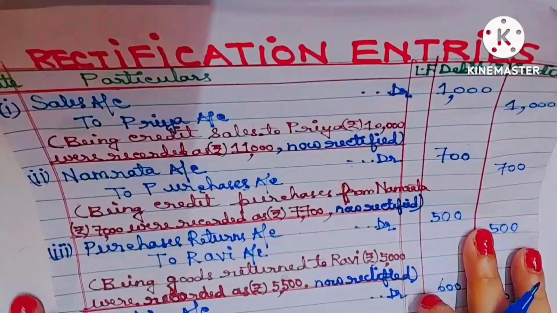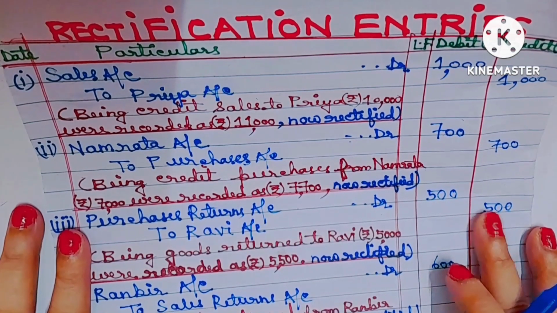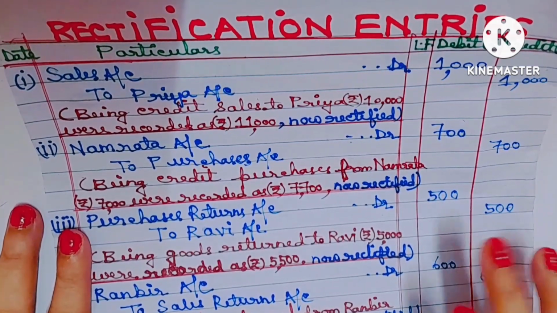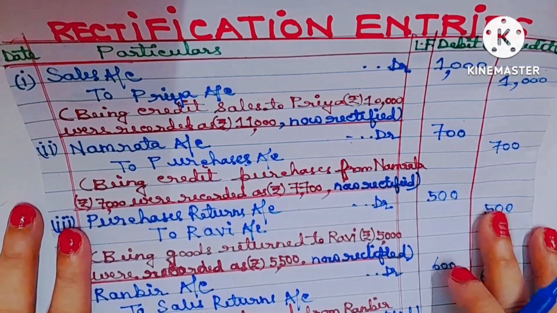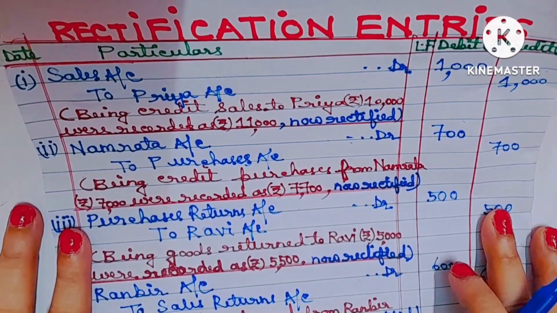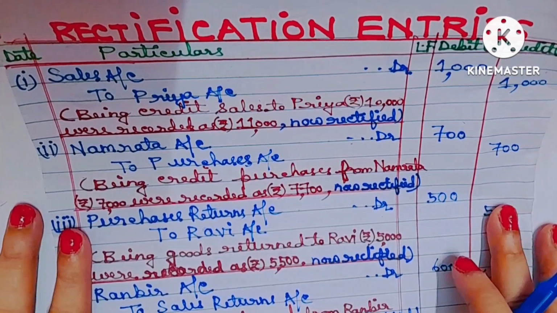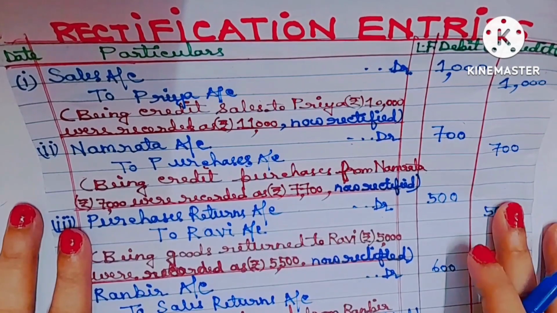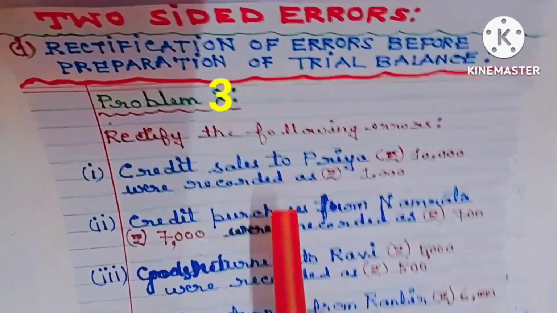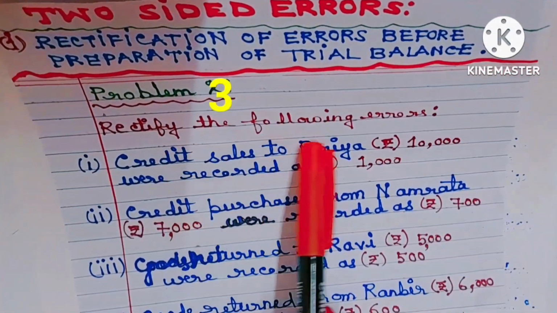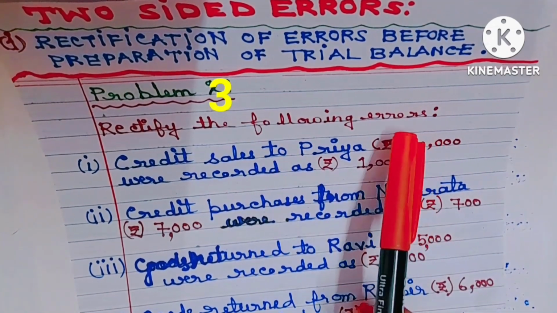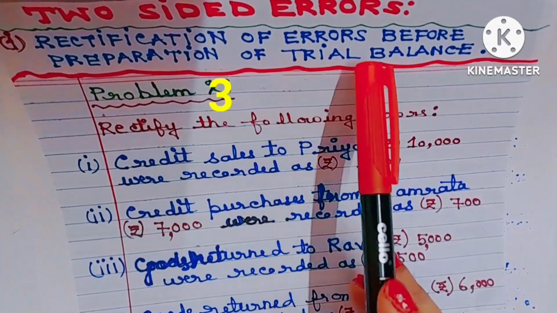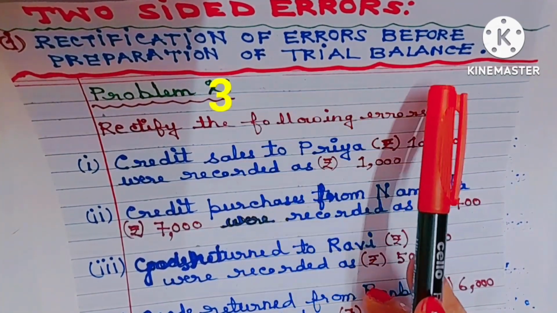This problem is complete. Now let's do another problem where the amounts have been wrongly recorded. In the first problem, amounts were recorded more, but in the second problem, amounts were recorded less. So how to correct the less amount, or how to increase the less amount? Let's do it. So let's see the second problem. Rectify the following errors. Here also we don't have to use the suspense account because this is the rectification of errors before preparation of trial balance, that is the first stage.